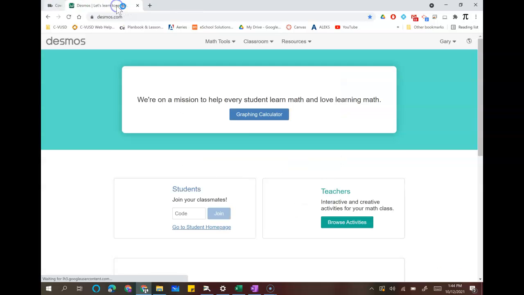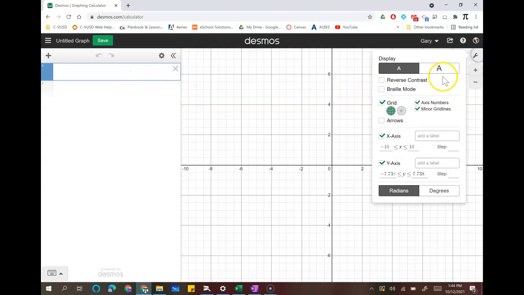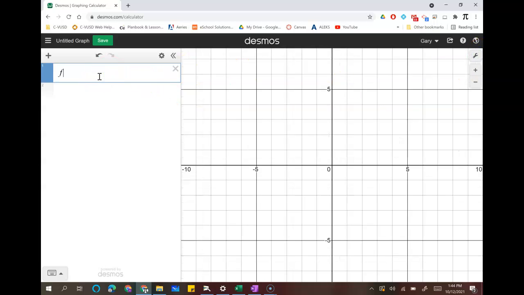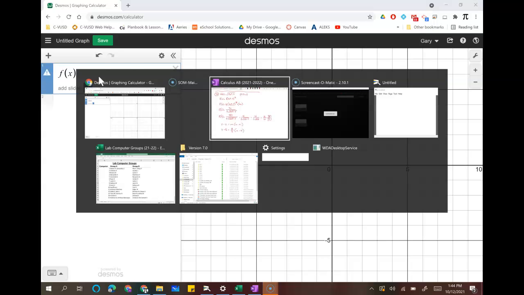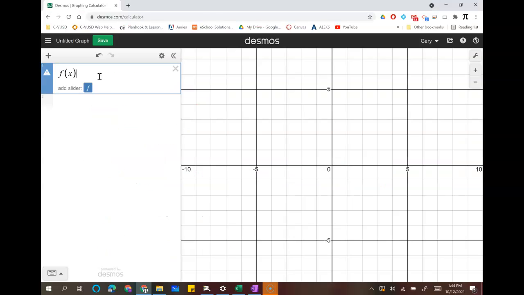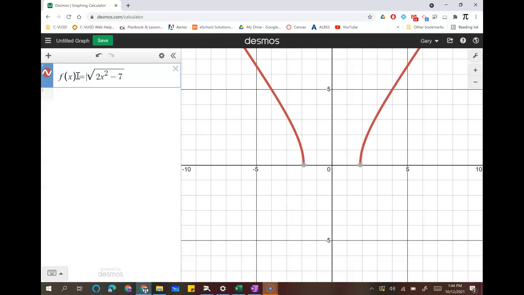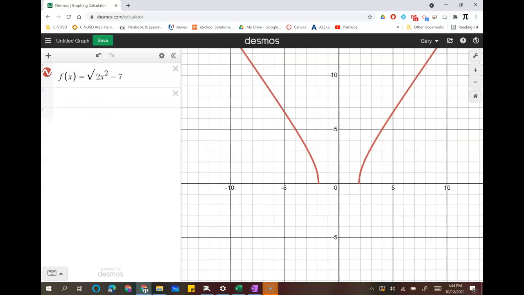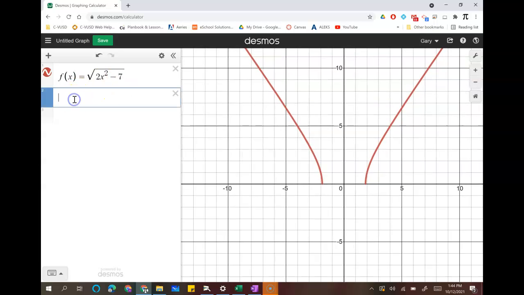Desmos. All right, nice thing about Desmos, let me actually change this to see it a little better. So if I have f of x, and that is the square root of 2x squared minus 7. Oh, forgot an equal sign. That might be useful there. Oh, there we go. Very nice. So we have our graph right there. We have the point at (4, 5). There it is.